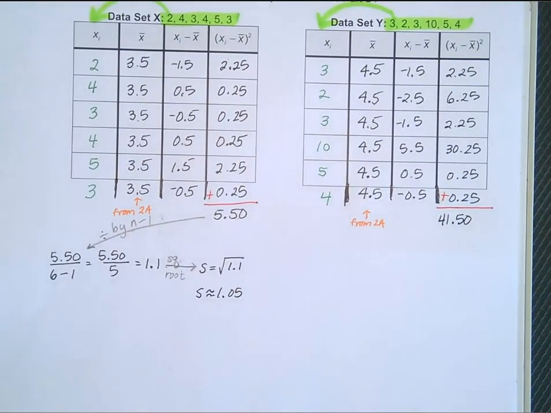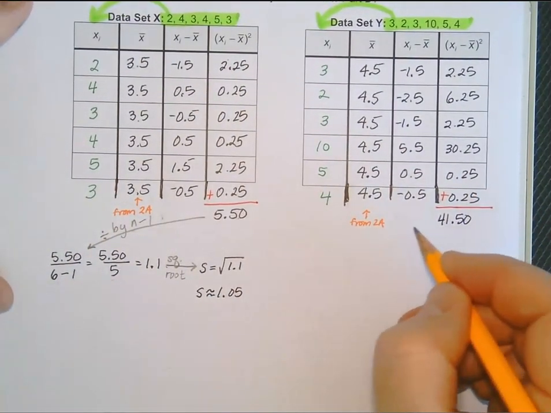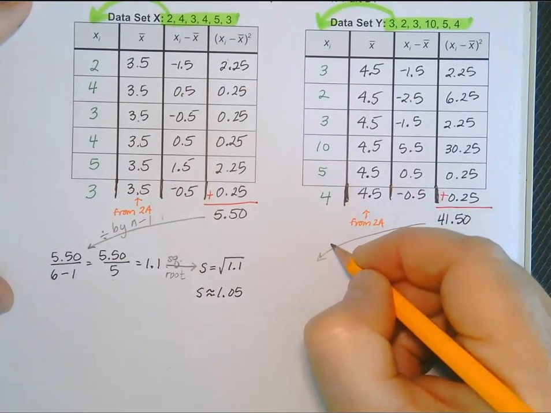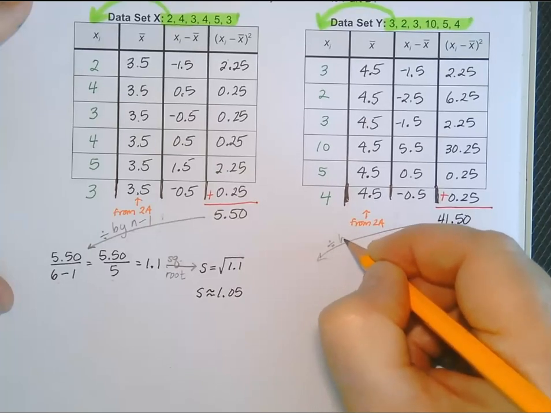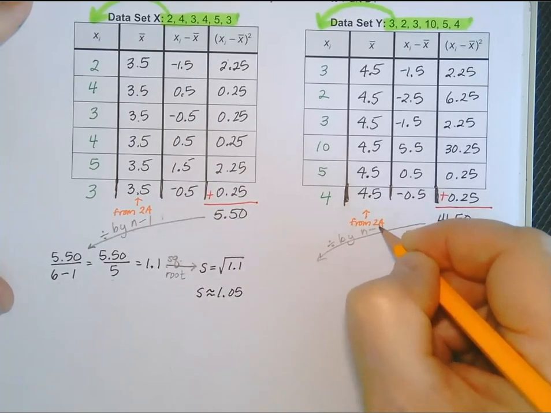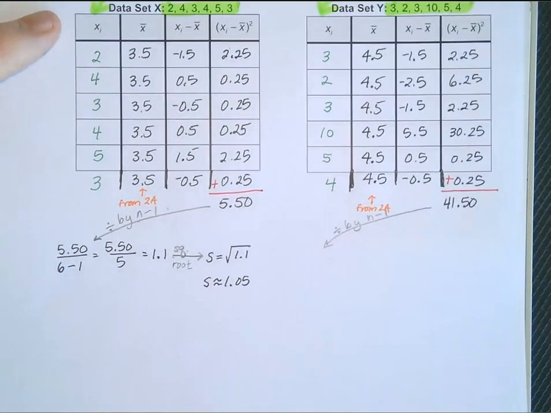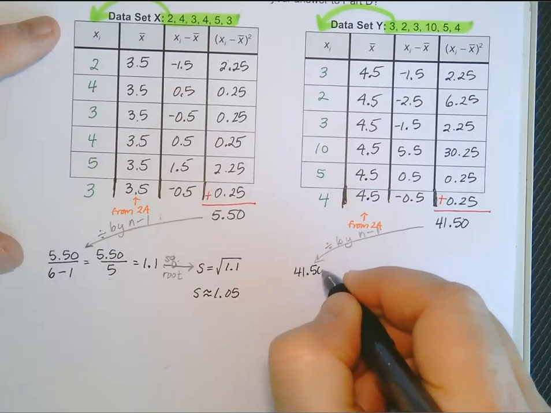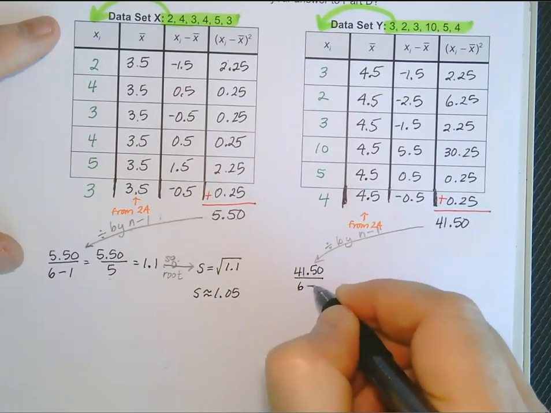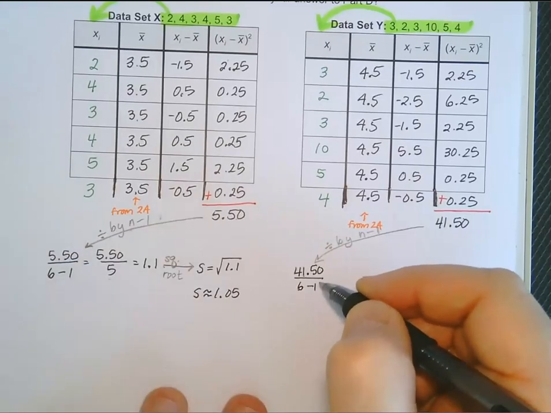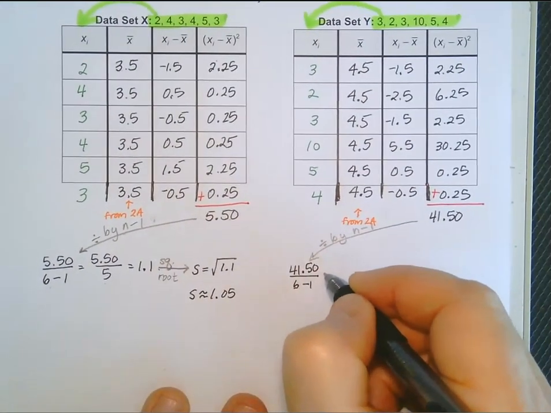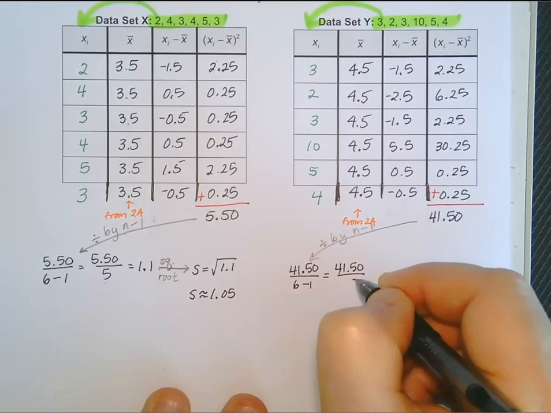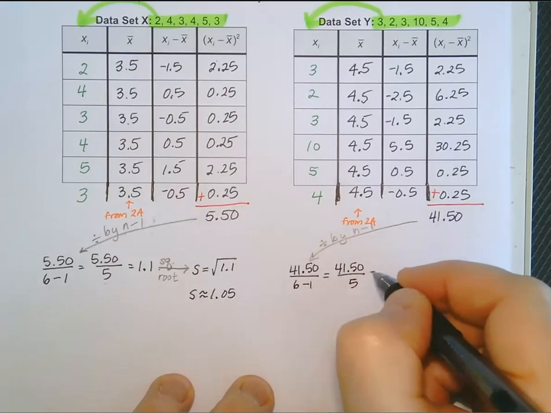We can already see it's already so much bigger than x's. So here we're going to divide by n minus 1. So this is going to be 41.50 divided by 6 minus 1, because there's 6 numbers, so n is the number of numbers. So this is going to give me 41.50 divided by 5, which is 8.3.